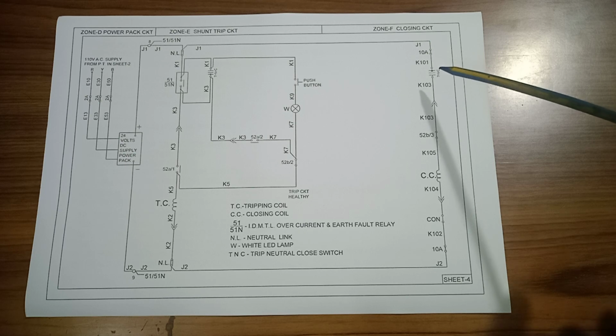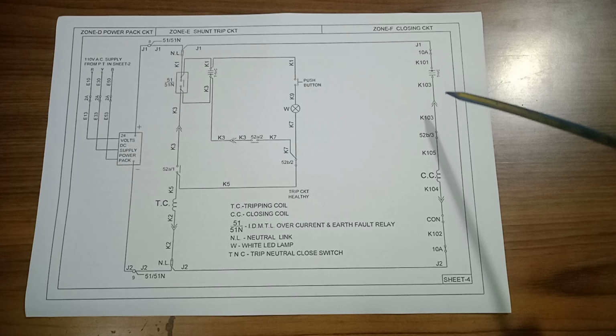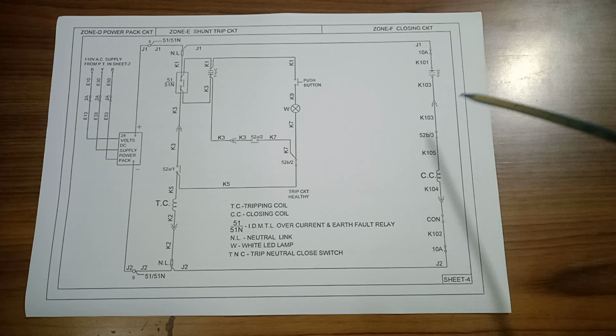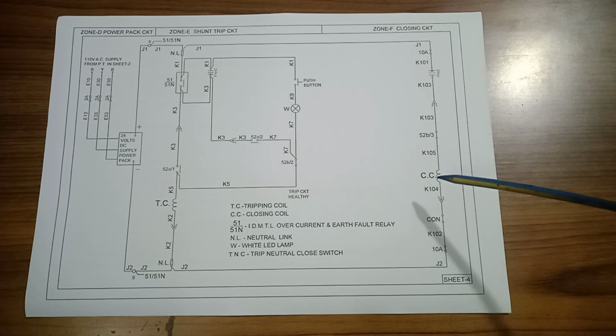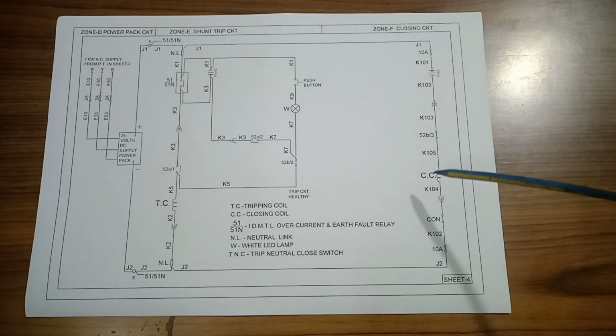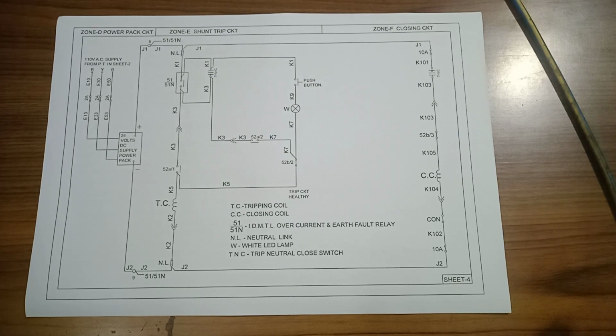When the TNC, the closed circuit, is closed, the power goes through the closing coil and through the contactor NC contact, and the circuit breaker is turned on by the closing coil. When the power comes to the closing coil, the circuit breaker is on. Okay, next.